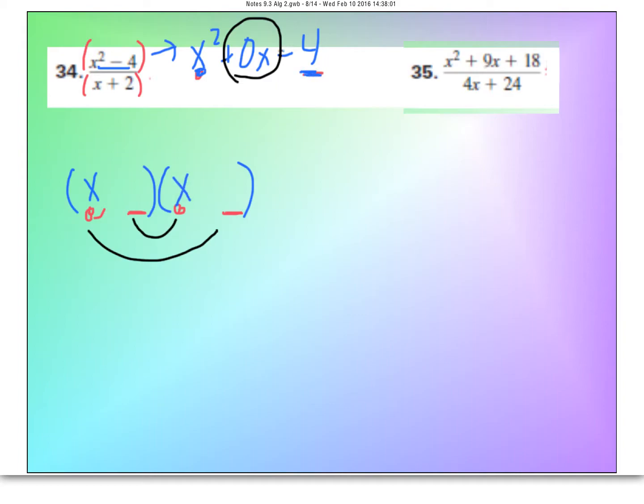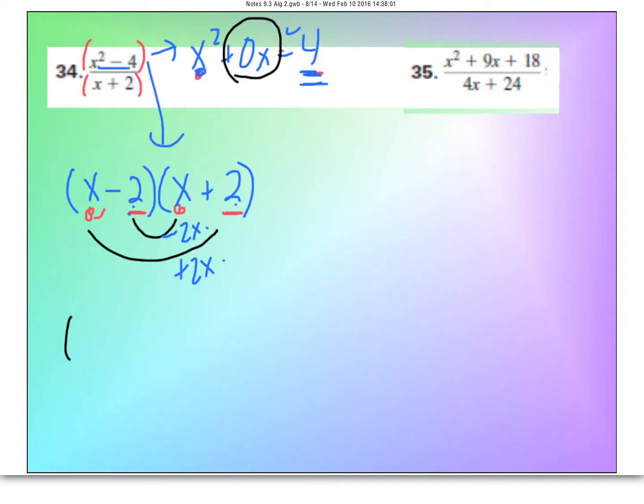To find factors of negative 4, I could do 4 and 1 or 2 and 2. To get negative 4, though, I'd have to do negative 2 and 2, possibly. So let me try negative 2 and plus 2. Because negative 2 times positive 2 is negative 4. Now when I multiply here, I get negative 2x. When I multiply here, I get positive 2x. Notice these two values, when you add them together, are 0. So this top I just factored.